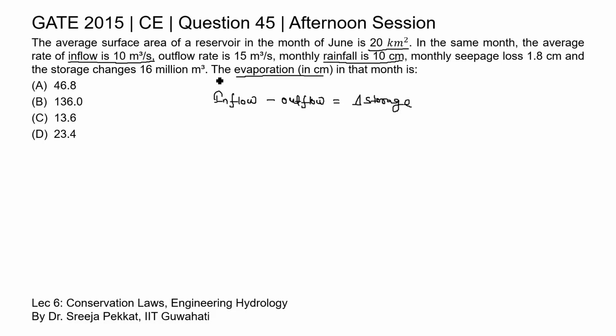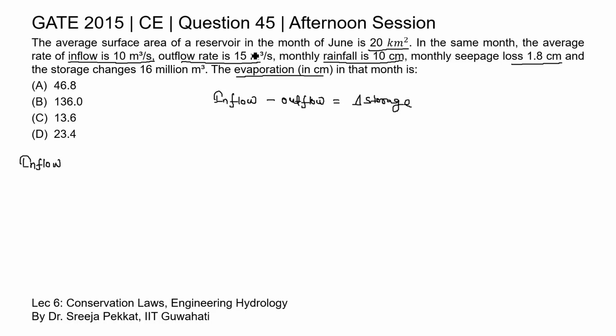And for outflow, the outflow rate is already written as outflow. So, obviously, this will be outflow. Seepage loss means the water is going out from that reservoir. So, this is also considered as outflow. And in evaporation, water also goes out from the reservoir. So, this is also considered as outflow. By considering these things, we can find this evaporation. So, first find the total inflow.